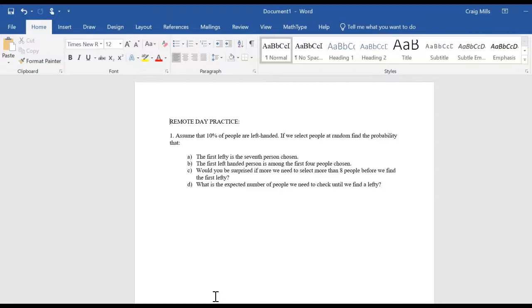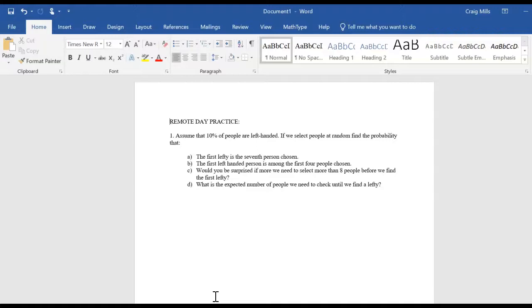So in part A, the first lefty is the seventh person chosen. Well, I'm asking how long until that first success. So I don't have a fixed number of trials. So this is geometric. If I think about the acronym BITS, you're left-handed or you're not. Each person being left-handed is independent of the next. T, number of trials until success. And S, the probability of somebody being left-handed, is constant at 10%.